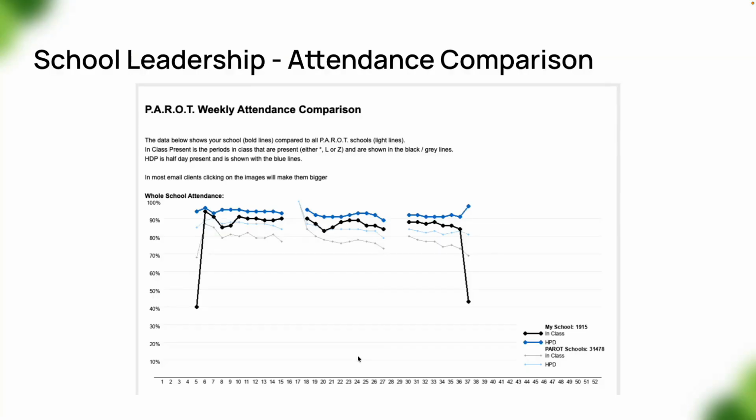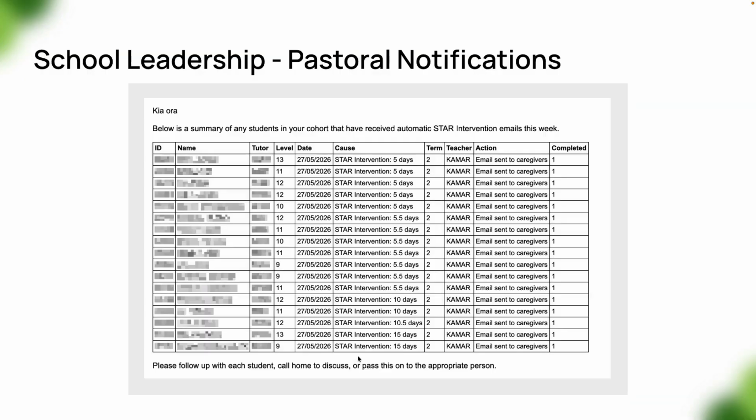We don't do a lot of comparison data in PAROT. The only one that we do that with is attendance, and it's entirely opt-in. Your data is only included if you opt in. But this means if you've had a drop in the last couple of weeks, is that something we're seeing everywhere, or is that something that's just unique to our school? So that allows you to do some comparison data there.